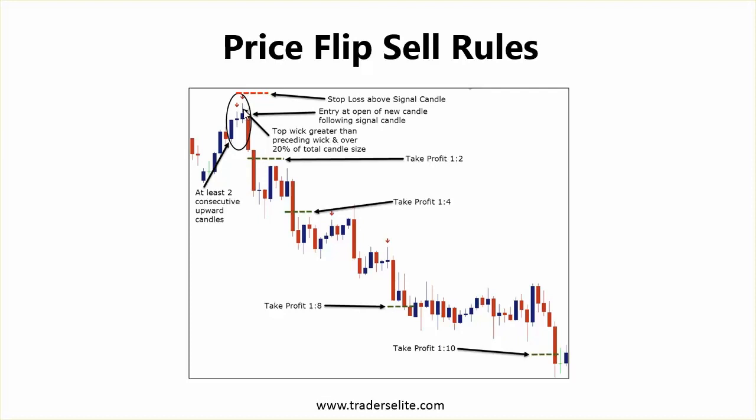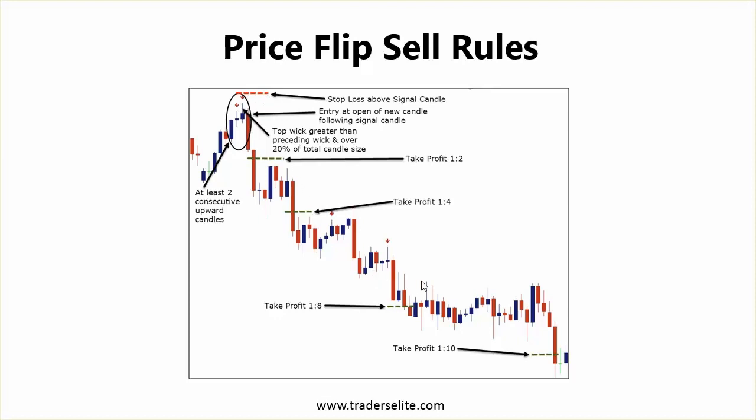We see the wick here bigger than the wick of the preceding candle, and of course the wick of this candle is bigger than the preceding candle, which had no or a very, very tiny wick that can't even be seen here. Entry on the open of the following candle that provides the signal. Stop loss just above the high of the signal candle.